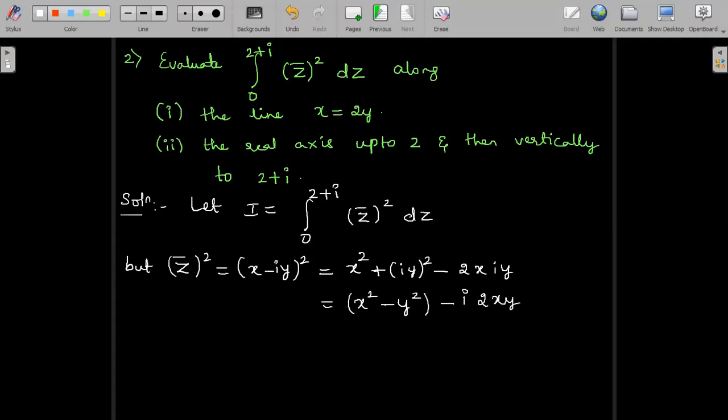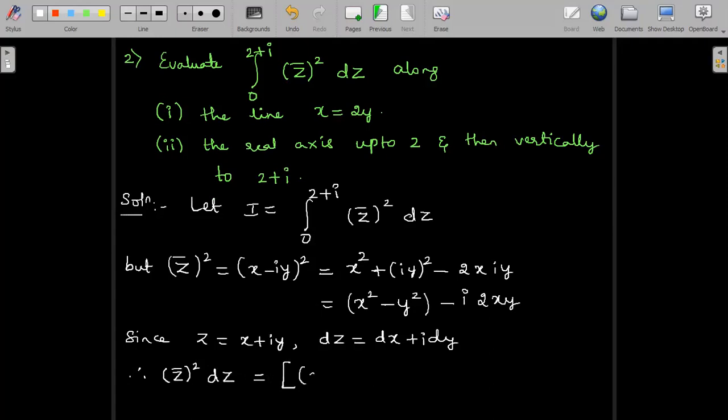So what is dz then? Since z is equal to x plus iy, dz will be dx plus i into dy. So what happens to the product? What we want is (z bar) whole square dz. So this becomes (x square minus y square minus i into 2xy), the whole thing multiplied with (dx plus i into dy). So when we multiply these two, it will be the product of these two.